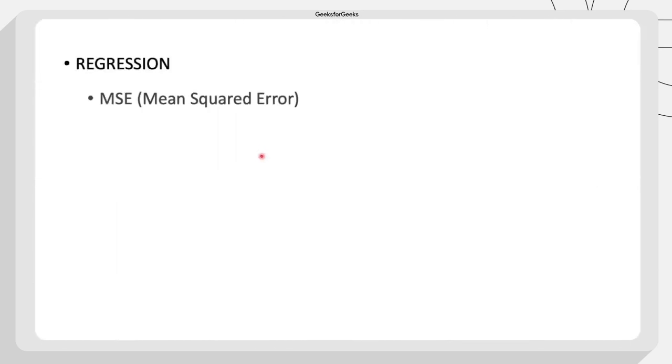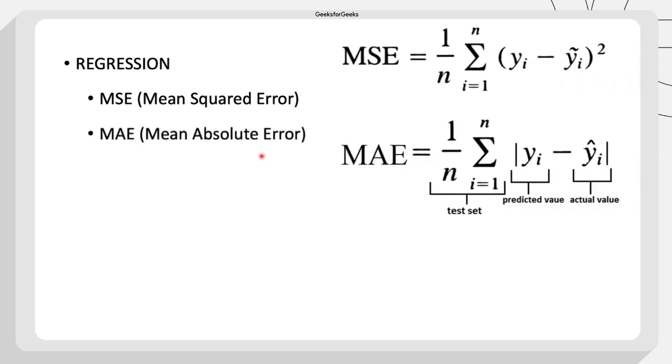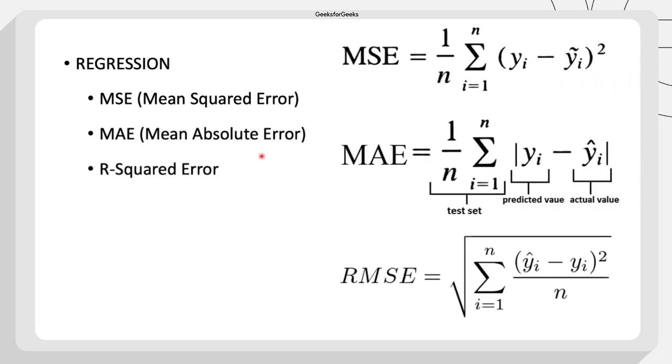And if that's a regression task, then we could have evaluation metrics like mean squared error. We could use mean absolute error, or we can use R squared error. There are multiple other regression metrics also. These are some of the examples, right?